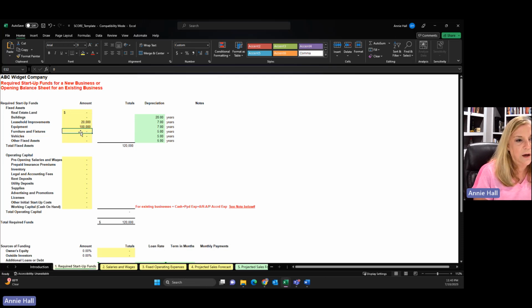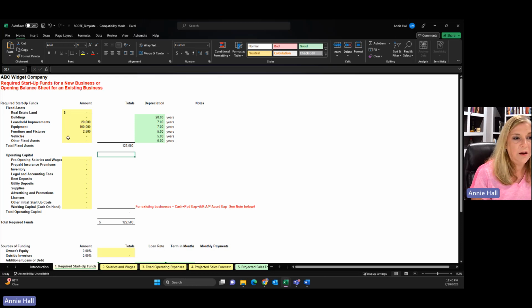And then, of course, in the offices and our nice waiting room, we're going to need some furniture and some lamps and tables and stuff like that. So we're going to buy some used ones and we're going to put $2,500 there. So that's furniture and fixtures.